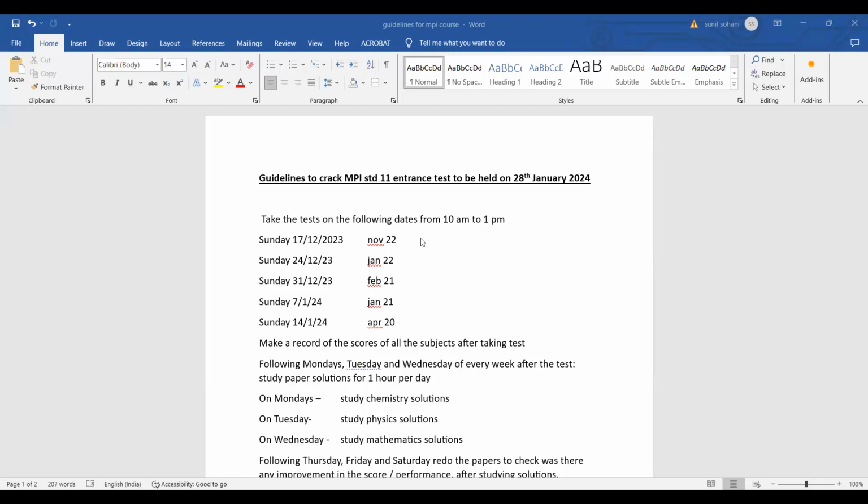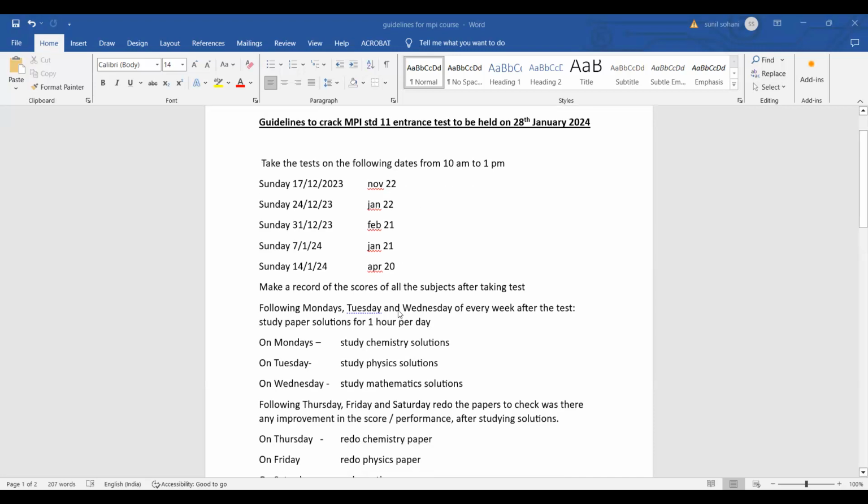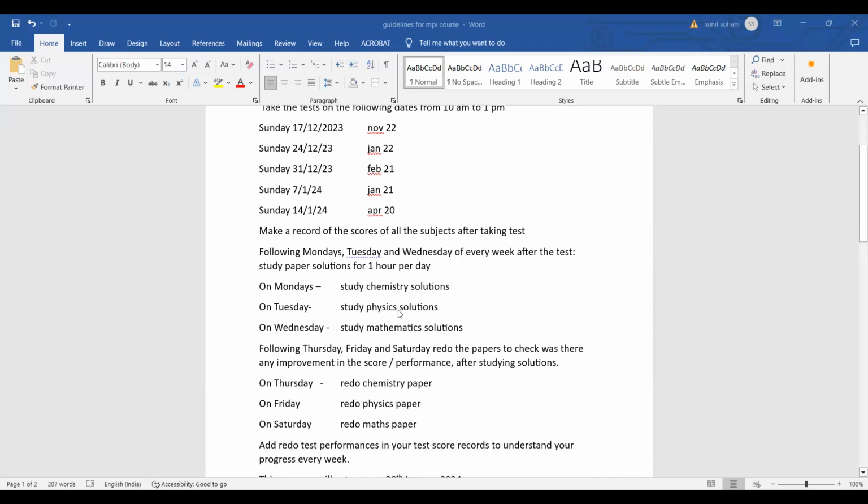This is point one. Now why I have made this schedule, I'll let you know. Every Sunday when you do the test, then go to the points mentioned below. Now you don't have to write these points. I'm going to share this on our class link. You just have to understand what I'm explaining here.